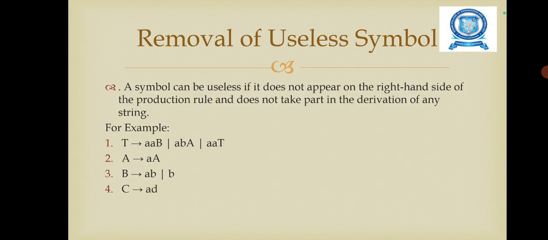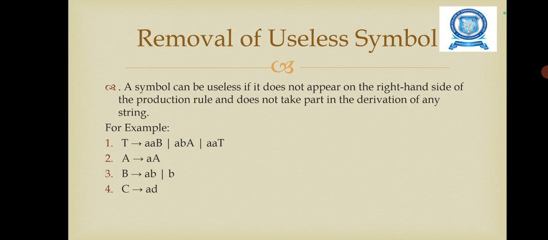First we are going to see the removal of useless symbols. A symbol can be useless if it does not appear on the right hand side of a production rule and does not take part in the derivation of any string. Here the variable can be useless if it does not take part in the derivation of any string. For example, consider one example. In this example, the variable C will never occur in the derivation of any string. So the production C tends to AD is a useless production. So we can eliminate the production rule for C.